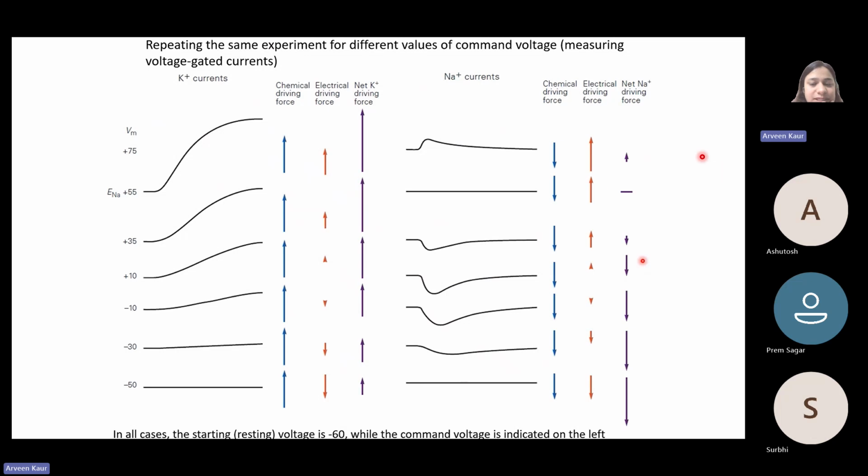Similar for sodium, if you see initially at plus 75, because it is higher than its own potential, which is plus 55, the chemical will be inside, but the electrical force will be outside. At its own steady state, it is equal, so the net driving force is zero. But as it begins to polarize, right, then what happens? The net driving force shifts inwards, right? Because both the chemical and electrical will eventually be inward.